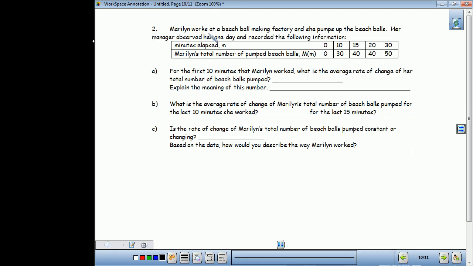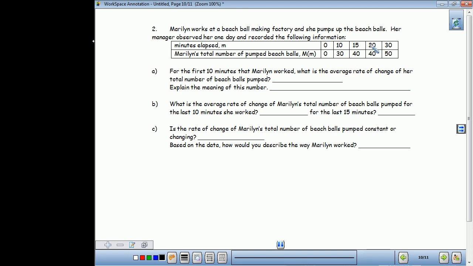All right. So Marilyn works at a beach ball making factory, and she pumps up beach balls. Her manager observed her one day and recorded the following information. We have time elapsed in minutes and the total number of beach balls that Marilyn was able to pump up during that amount of time. So if we look at this, from 0 to 10 minutes, she pumped up 30 balls. And then from 10 to 15 minutes, she went from 30 to only 40. So she kind of slowed down, didn't she?